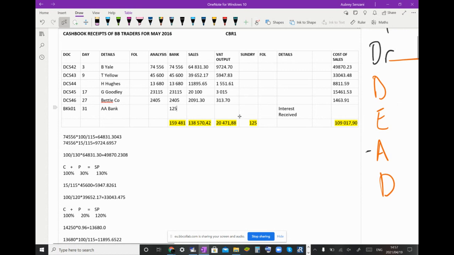Then do we need to calculate VAT on this amount? You don't, okay? There's no VAT on interest. Remember, interest is exempt. Then obviously, remember, there are always at least two accounts that are affected by every transaction. All right, so here we know bank is obviously affected because it's increasing as a result of interest income.